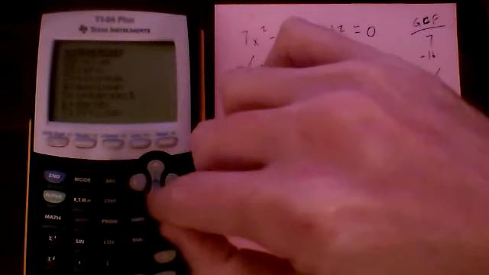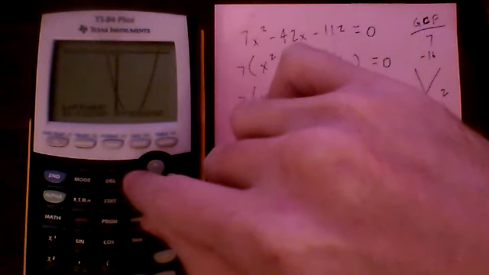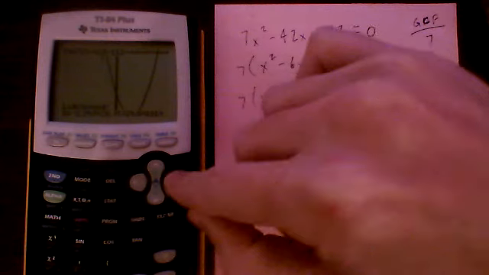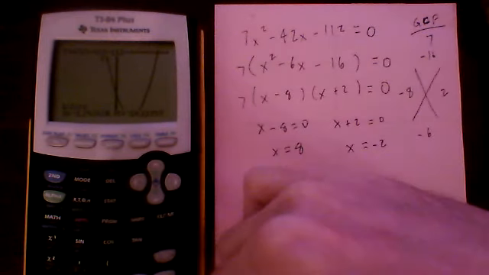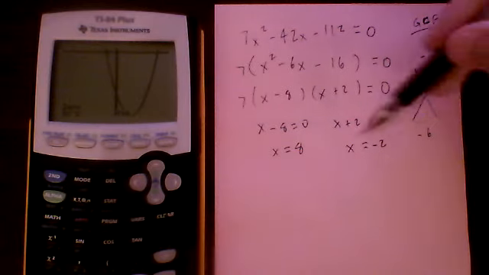We're just going to hit second trace, choose the 0 option here, and then we're going to take our cursor, we're going to scroll it over somewhere that's definitely to the left of that. Okay, and then we'll scroll over somewhere to the right of that and then hit enter again for our guess, and we'll get -2 for our first one, just like we had before.